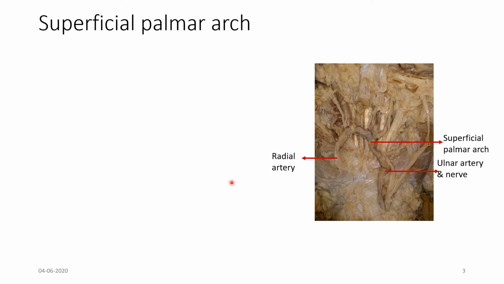Now let us see the formation, beginning and ending of the superficial palmar arch. In this picture, you can see the superficial branch of ulnar artery and then the ulnar nerve and the superficial palmar arch and its termination by joining with a branch from the radial artery. So the formation, beginning and ending, let us consider.